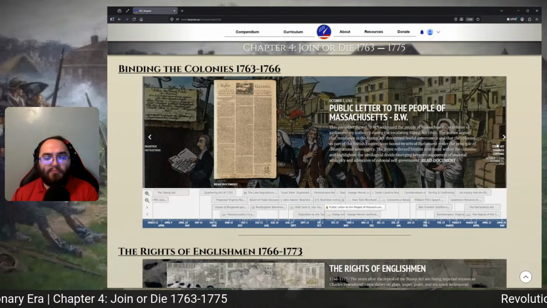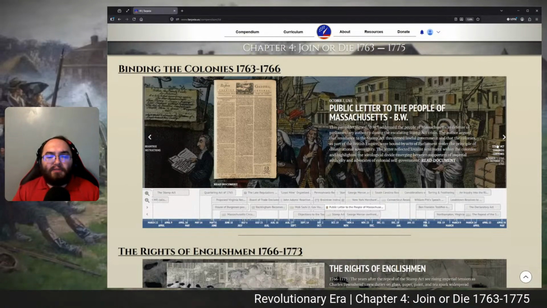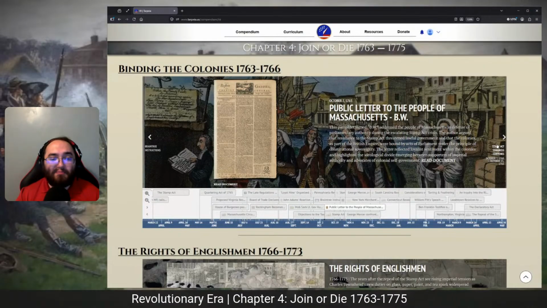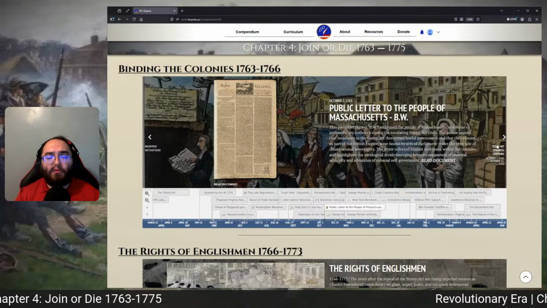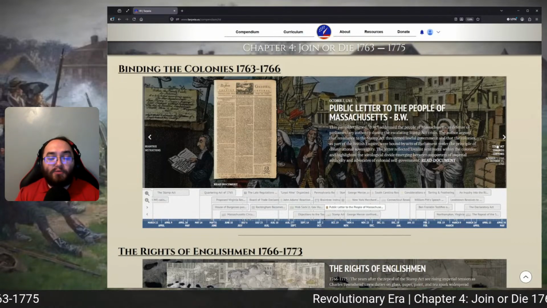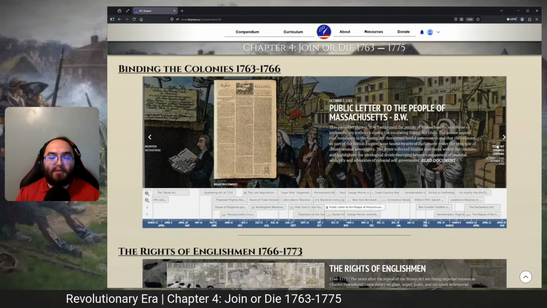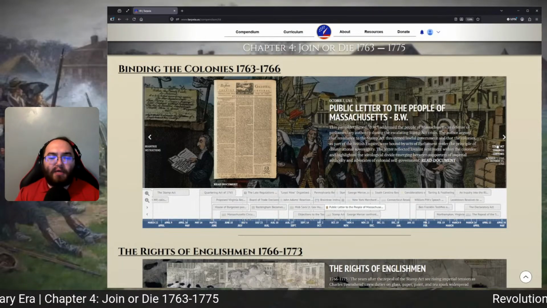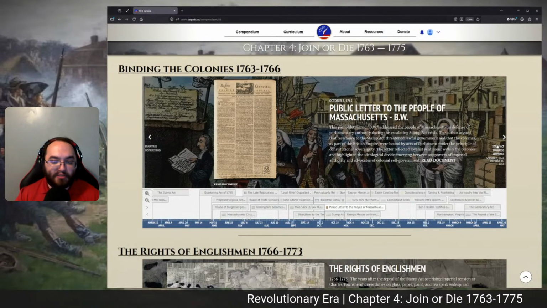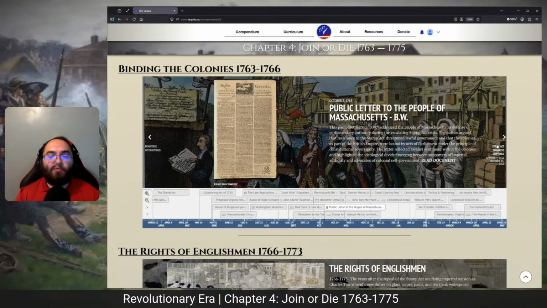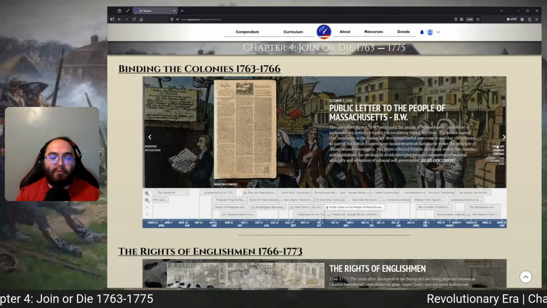You have this political essay published in a newspaper, the Boston Gazette, and it's a public letter to the people of Massachusetts, signed by B.W., and it is addressed to the people of Massachusetts in defense of Parliament's authority during the escalating Stamp Act crisis. The author argued that resistance to the Stamp Act threatened lawful government, and that the colonies, as part of the British Empire, were bound by acts of Parliament under the principle of constitutional sovereignty. The letter reflected loyalist sentiment within the colonies and highlighted the ideological divide emerging between supporters of imperial authority and advocates of colonial self-government.